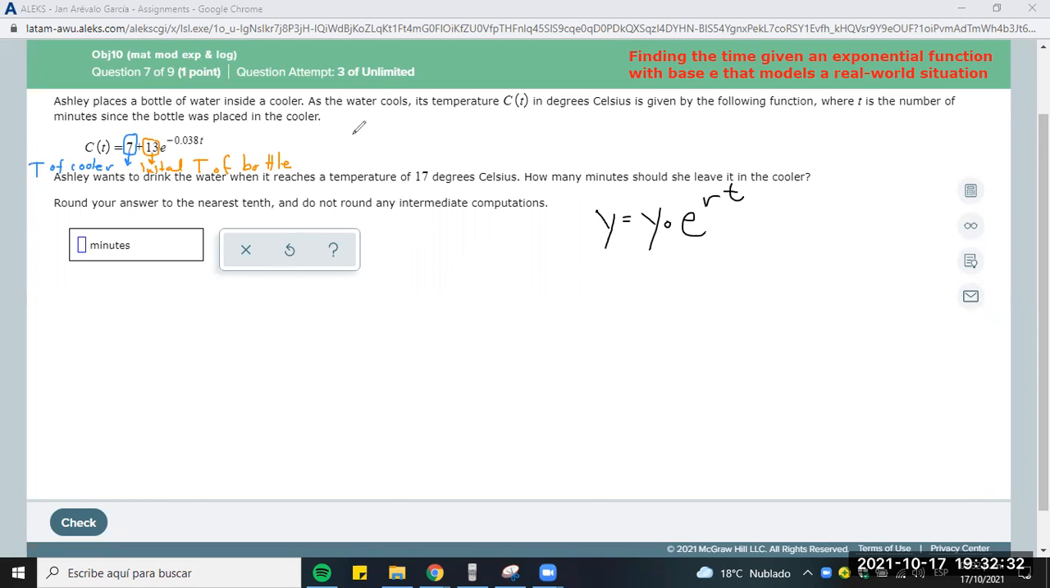So the problem is that Ashley wants to drink the water when it reaches a temperature of 17 degrees. So she wants to drink the water at that temperature. So the question is, how many minutes should she leave the bottle inside the cooler? And I'm going to erase this one because we really don't need it.